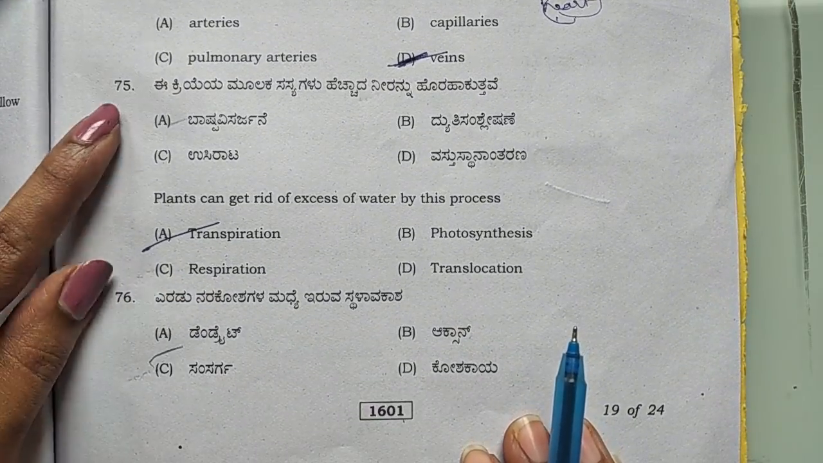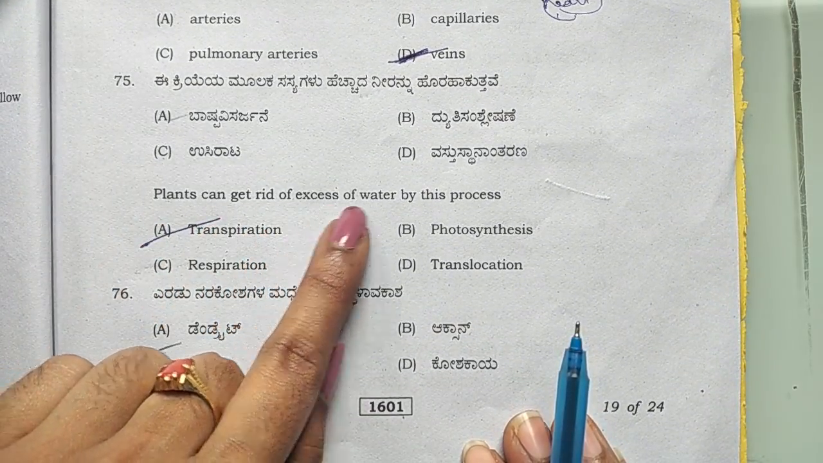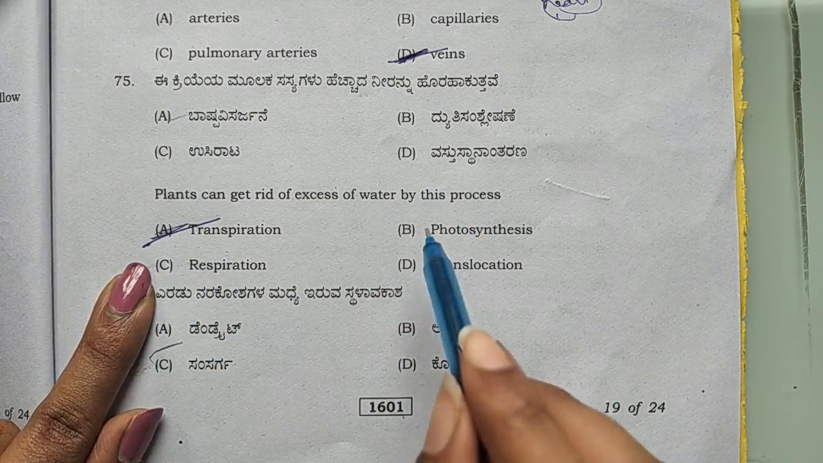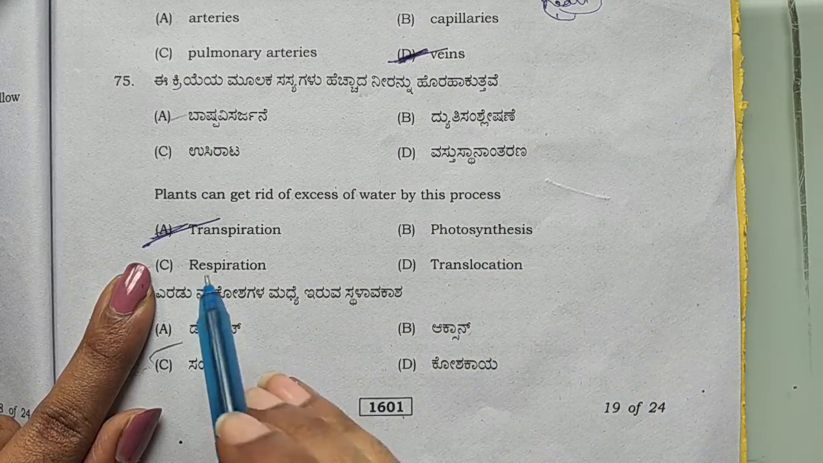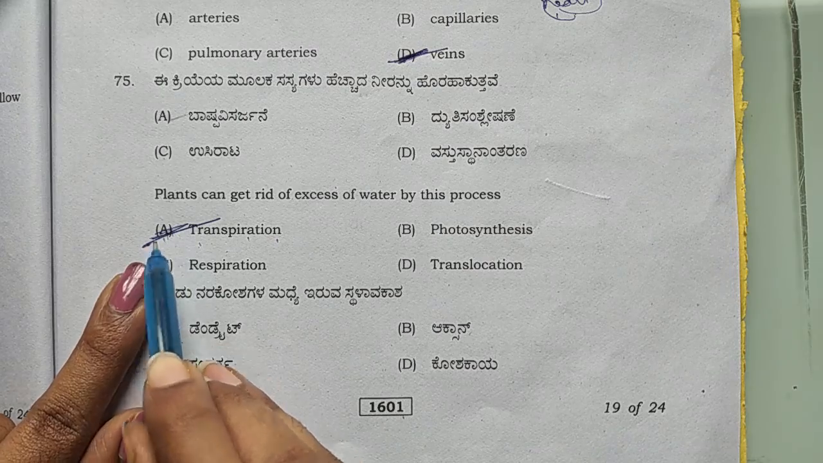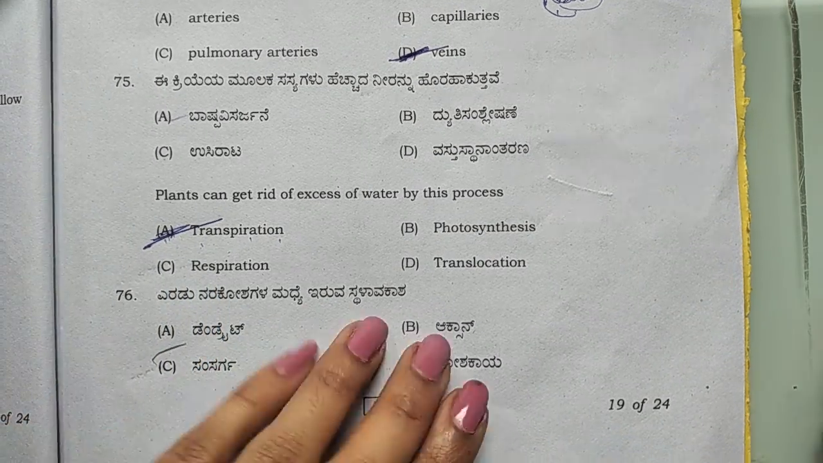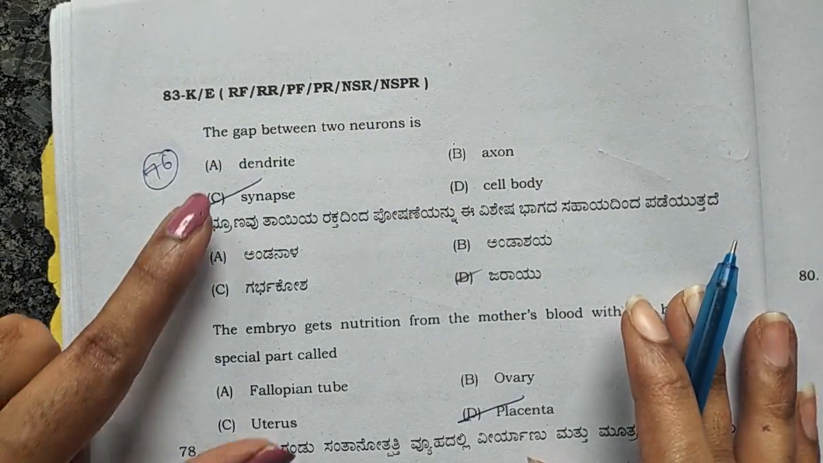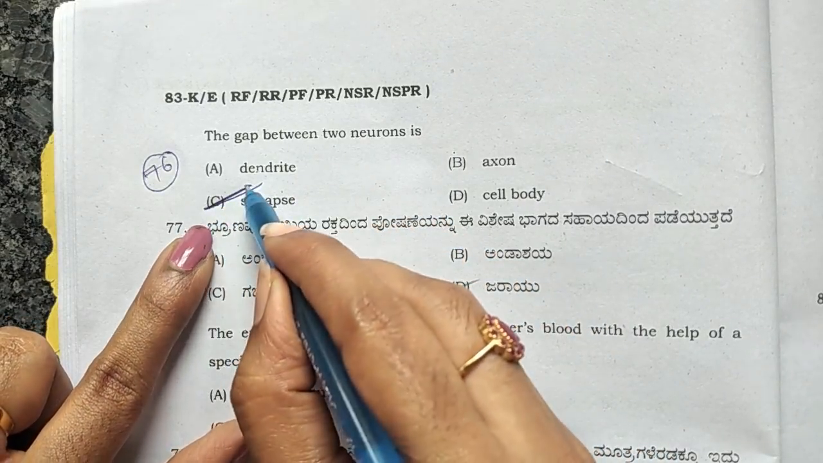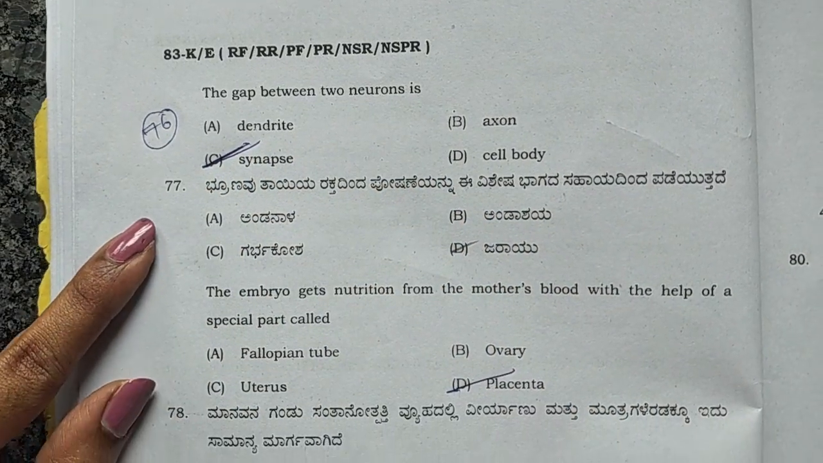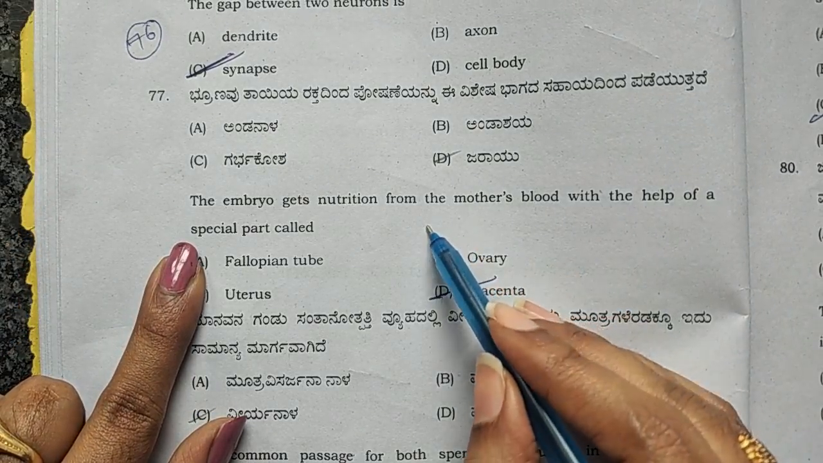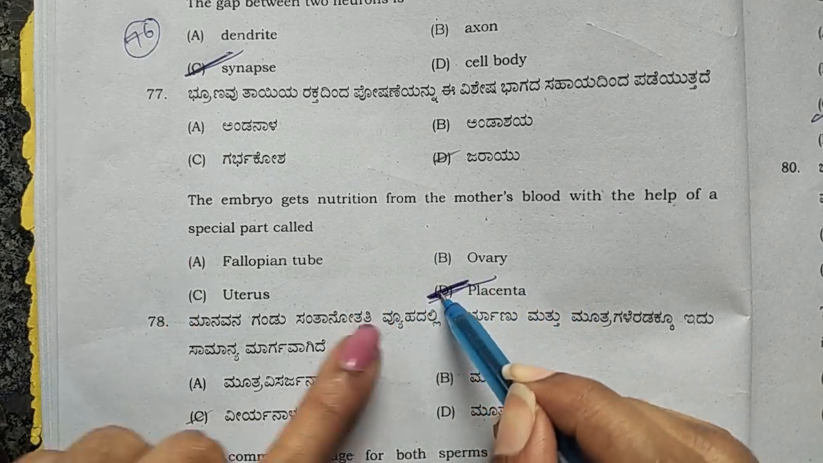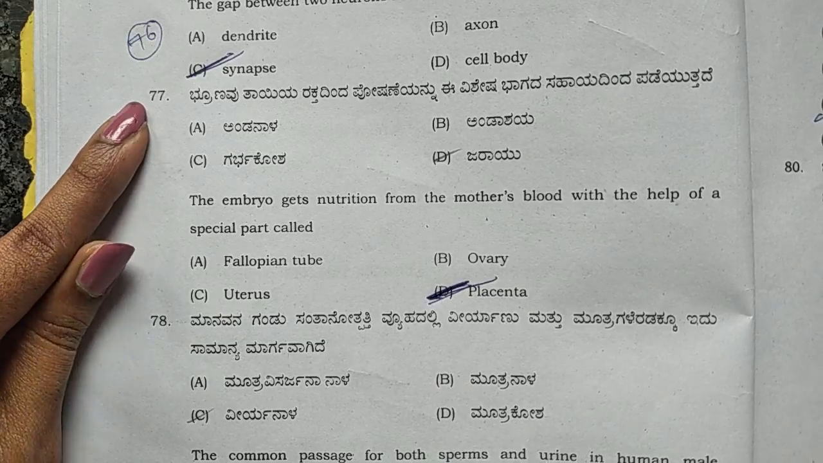Coming to the 75th question. Plants can get rid of excess water by this process. Definitely that is transpiration. Loss of water can occur maximum through transpiration. So option A is correct for the 75th question. Coming to the 76th question. The gap between two neurons is the synapse. So option C is correct. 77th question. The embryo gets nutrition from the mother's blood with the help of a special part called the placenta. So option D is correct for the 77th question.